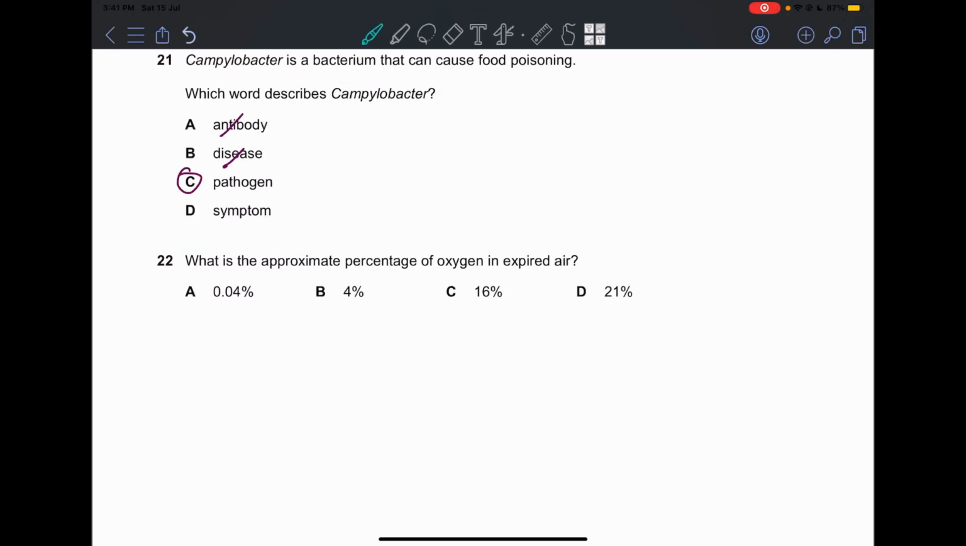Question number 22. What is the approximate percentage of oxygen in expired air? As we all know, it's 16%, and 21% is in inhaled air. So our answer is going to be C.